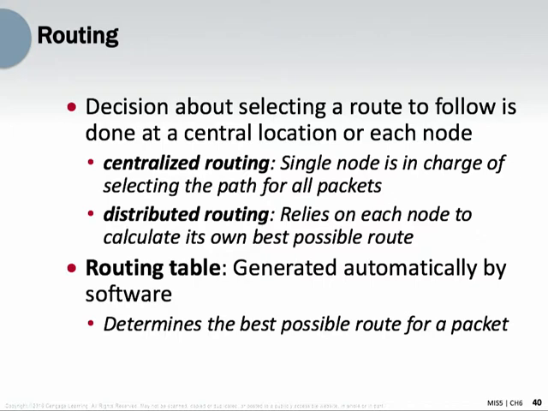Now, what does that mean? In centralized routing, one machine calculates the entire path and then sends that packet on its way. In distributed routing, one node, and I said machine earlier, but it's a node, just calculates how to get to the next node. Then that node picks it up and does that calculation to get to the next node until it eventually reaches the end destination. To do this, we use a routing table, and this is generated by software. In essence, it just tells us where all the different nodes are and allows us to determine the best possible route for a packet.